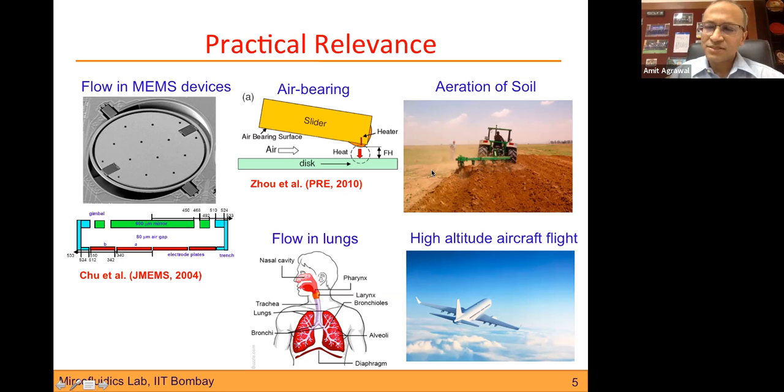So you can see that this is, of course, a high Knudsen number flow that you encounter because the length scale that we are dealing with is small. And similarly, if you look at flow in the lungs, again, by the time you get to the smallest passages, the Knudsen numbers start becoming very relevant for us.